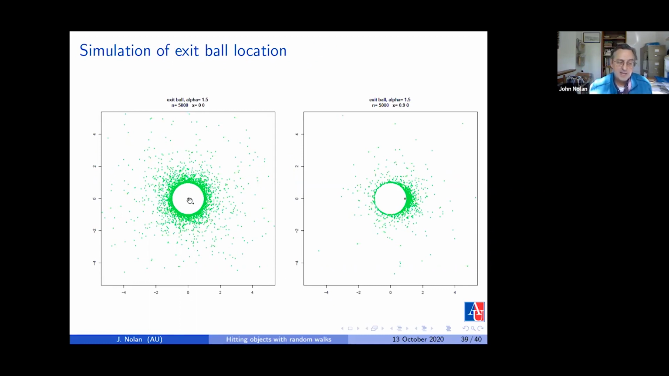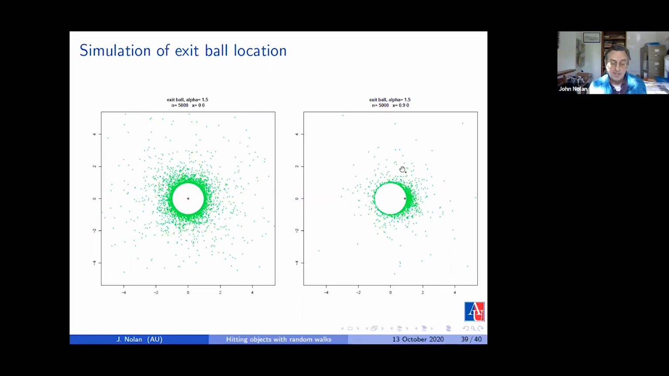On the left side, we started here at this star. And here there are 5,000 simulations. Can you see that? I'm not sure how clear that is on screen. You see here alpha is 1.5, starting from the origin. And we get this cloud of points getting less and less likely as we spread out. They're more concentrated around the ball. If I lowered alpha, where I have bigger jumps, we'd see points spreading out and being farther away.